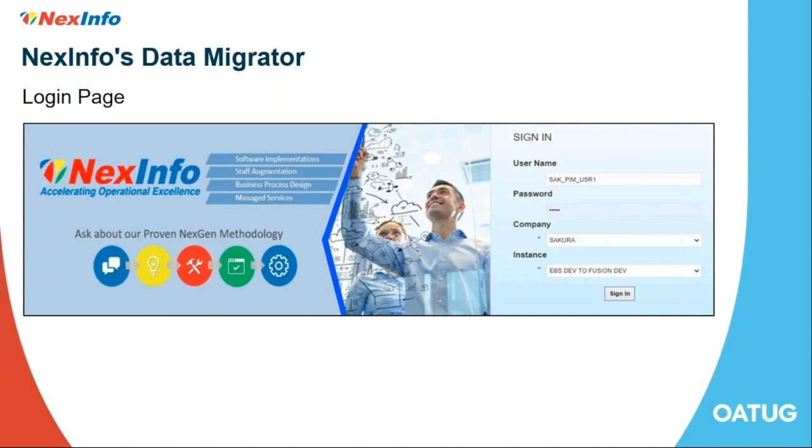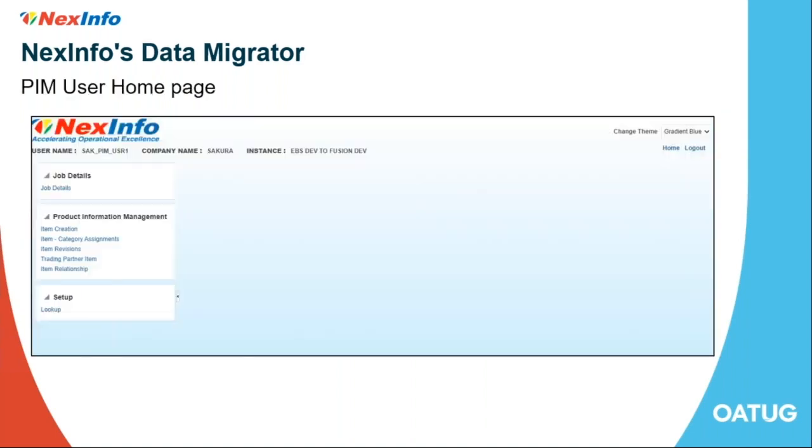So next we'll see the NexInfo data migration. This is a login page. As we discussed already, you can create a connection between different instances like dev to prod, dev to test, test to dev. So there are a lot of options available with the data migrator. And here I'm going to log in as a product information management user. So for this user, he'll be having different options like creating an item, creating revision for an item, and then creating item relationship.